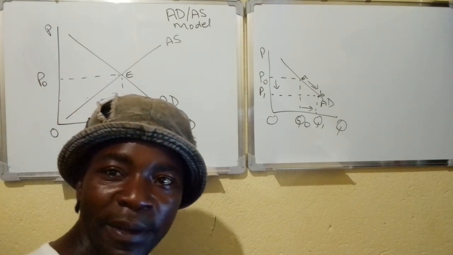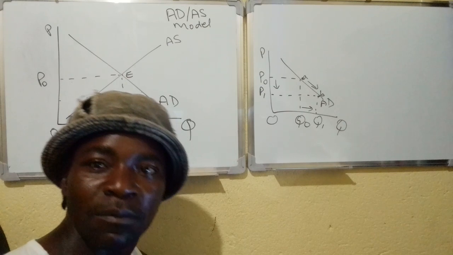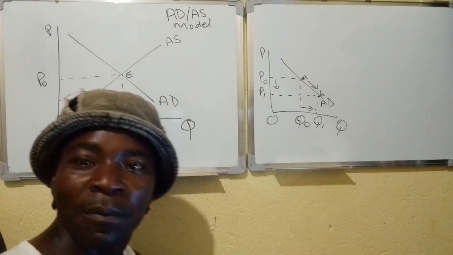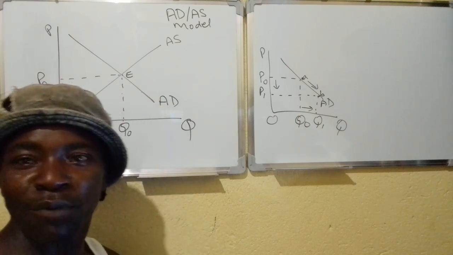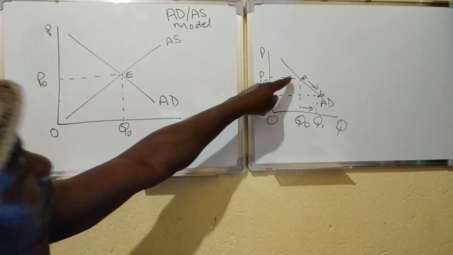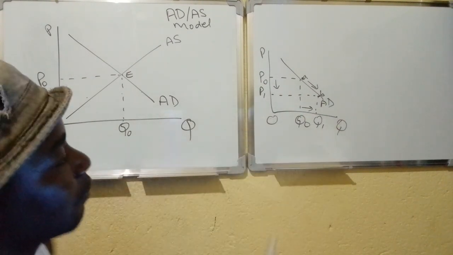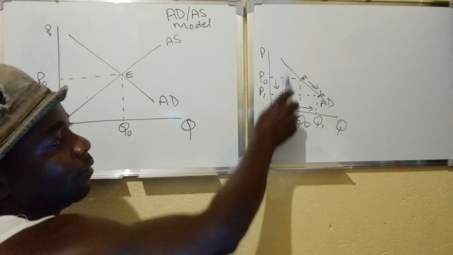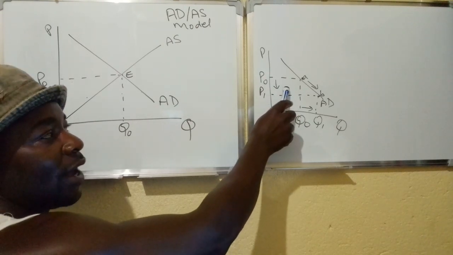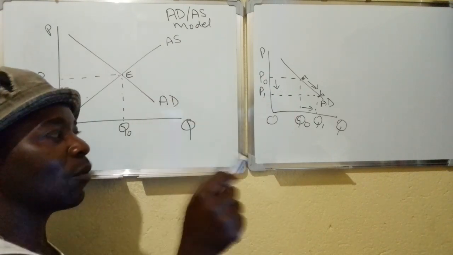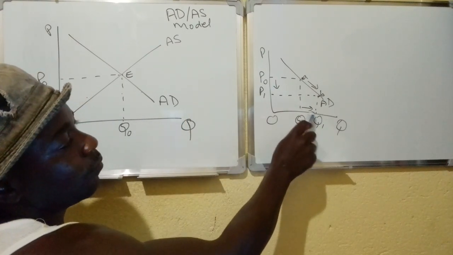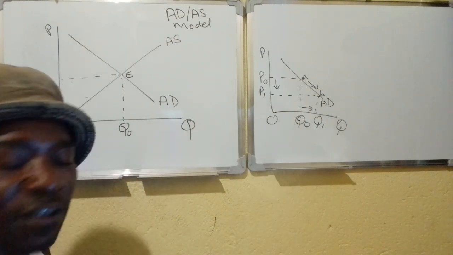Remember, when investment spending in the economy increases, it means more projects are being opened, more people are being employed, and more people are having more money in their hands. The demand for goods and services in the economy increases from Q0 to Q1. Prices fell because of interest rates falling, leading to higher investment levels, more people employed, more income in their hands, more demand for goods and services in the economy.